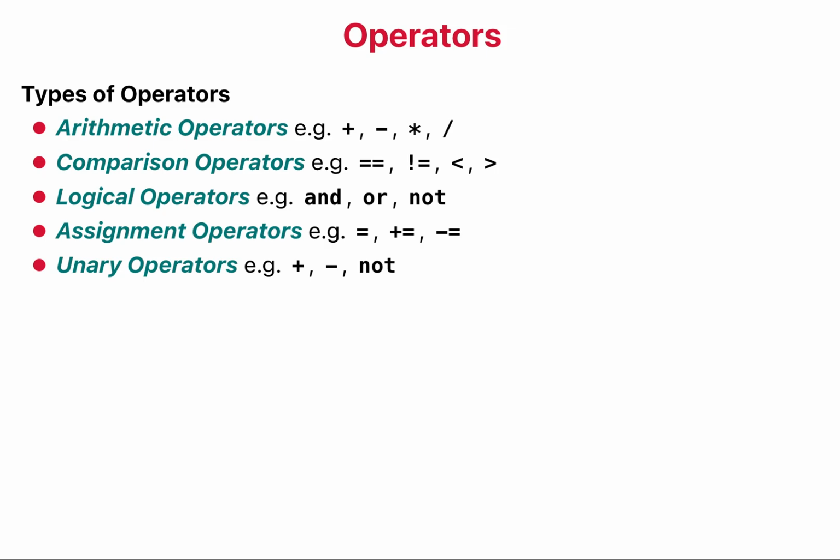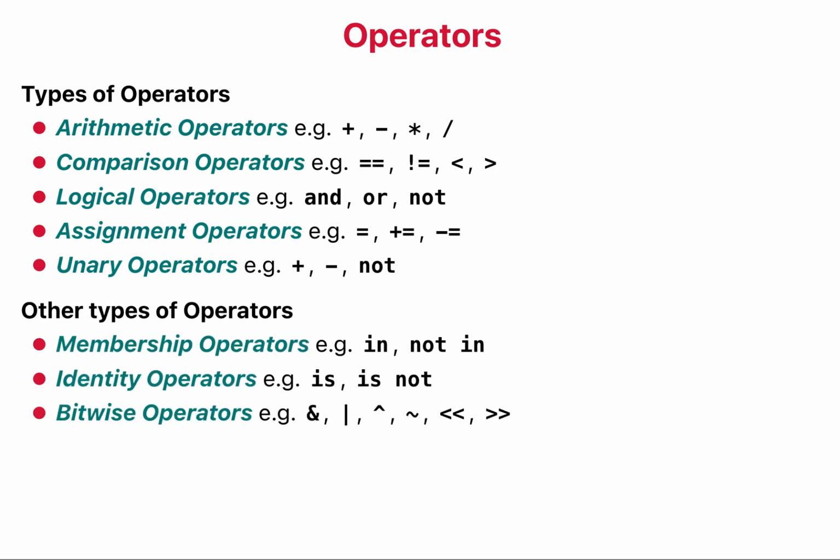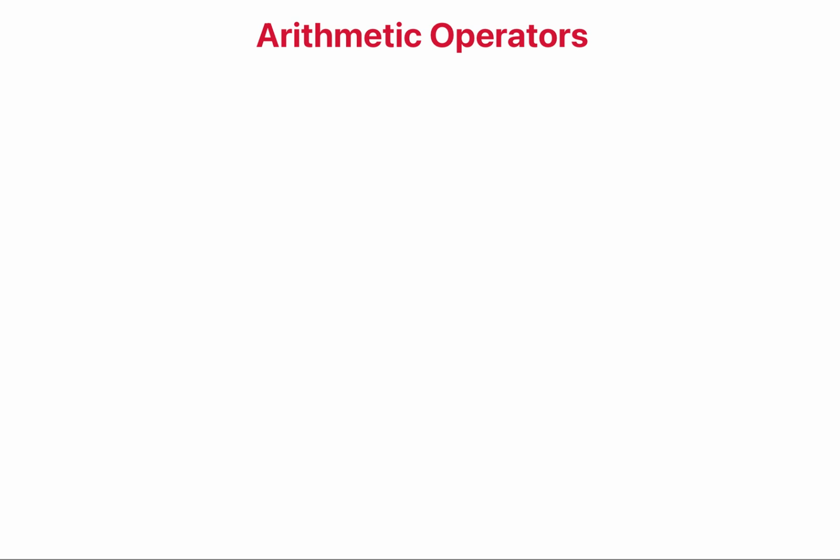Note that these are just the common operators in Python. There are also other types of operators, like membership operators, identity operators, and bitwise operators, which we will cover later. Next, we are going to learn about the common operators in a little more detail. Let's start with arithmetic operators in Python.